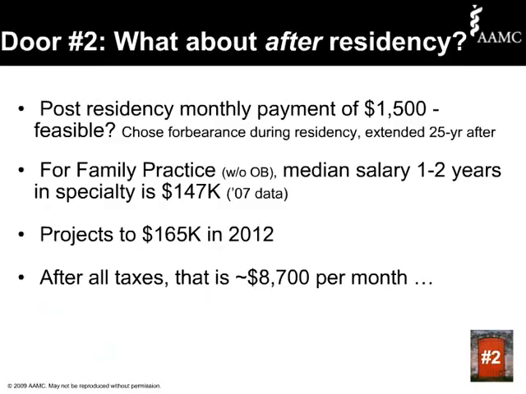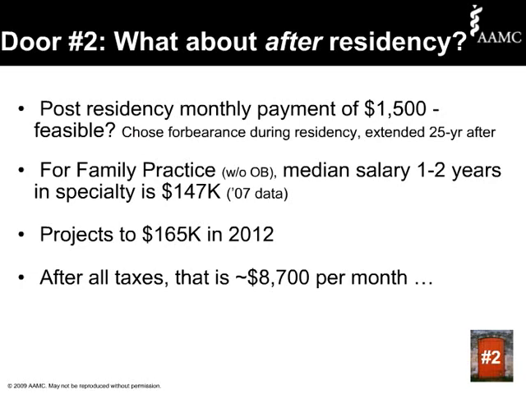Let's get started. Let's move past the residency and consider the economics of loan repayment once Dr. Median reaches practice. Let's go back to door number 2. Here, Dr. Median chose forbearance during the residency and then a 25-year repayment plan. That resulted in a monthly payment of $1,500 on the loans. Is that feasible? Suppose Dr. Median chose family practice without OB.